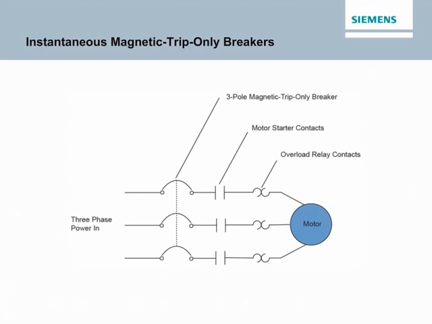As the name indicates, instantaneous magnetic trip-only circuit breakers provide short circuit protection but do not provide overload protection. This type of circuit breaker is typically used in motor control applications where overload protection is provided by an overload relay. For example, in the accompanying illustration, a 3-pole instantaneous magnetic trip-only circuit breaker provides short circuit protection while the overload protection for the motor is provided by an overload relay, which is part of a motor starter.